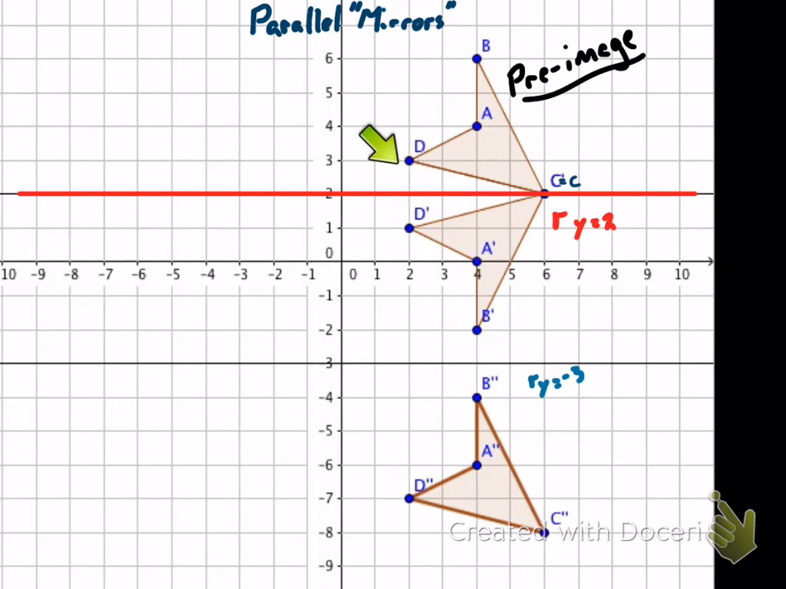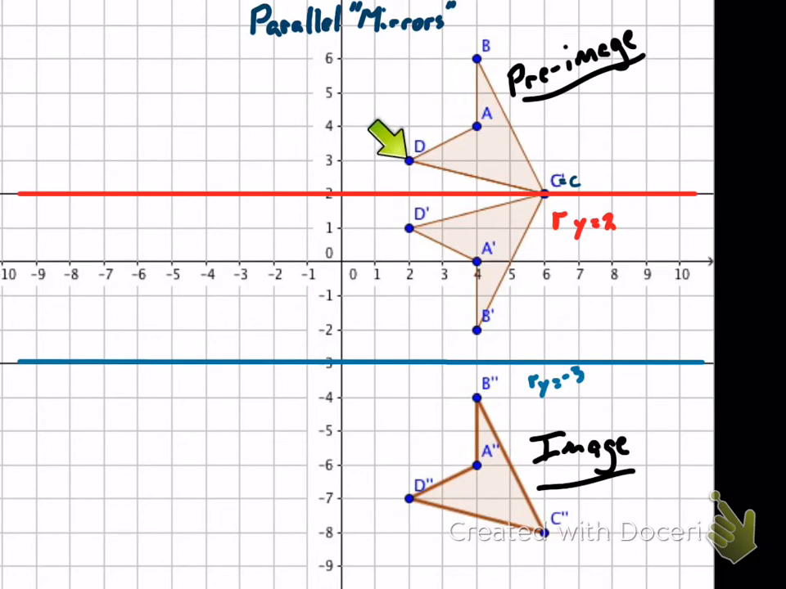So I reflected over the line y equals 2. Look, D and D prime are 1 away. And then the second reflection I'm going to do is over this next line, y equals -3. So these two lines are parallel, the red line and the blue line. So this gives me my pre-image and my image on the double reflection. And D to D prime, and then D prime is 1, 2, 3, 4 from the second mirror. 1, 2, 3, 4. So let's take a look. So we went 1, 2 to here, and then 1, 2, 3, 4, 1, 2, 3, 4.